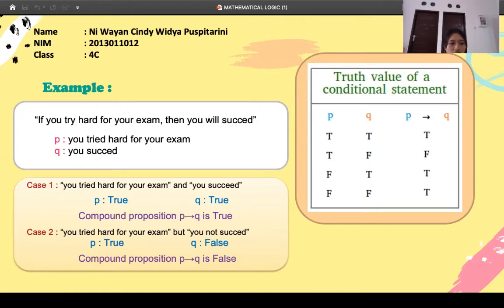Next case is case number 2. You tried hard for your exam, but you did not succeed. It means that P is true and Q is false. In the table of truth value of conditional statement, when P is true and Q is false, P implies Q will be false. So, compound proposition P implies Q in this case is false.